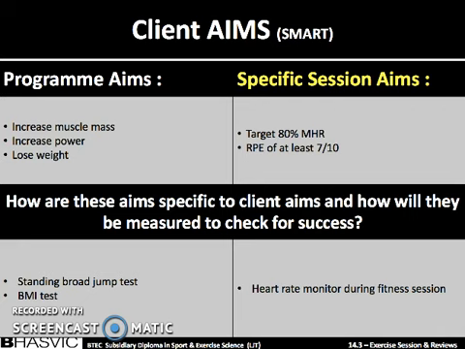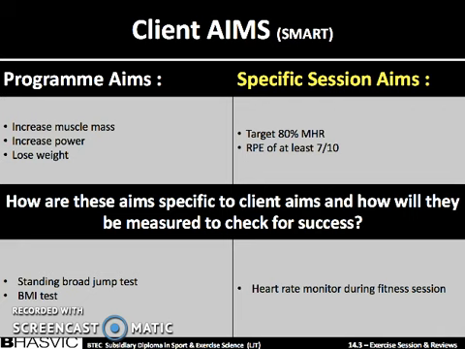Another specific session aim was to have the performer reach an RPE of at least 7 out of 10. This could be considered high, but because my client is athletic and does perform regularly, this should be doable for them, because I want to push the athlete so that they're actually making progress and having to adapt physiologically. So I feel that an RPE of at least 7 would be doing that and ensuring that they're actually working hard and having to adapt.